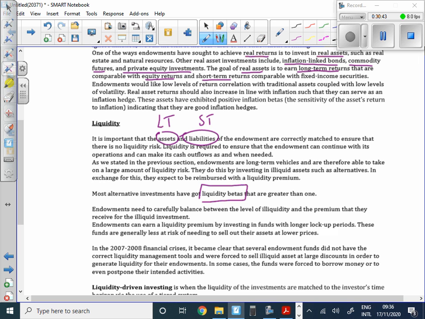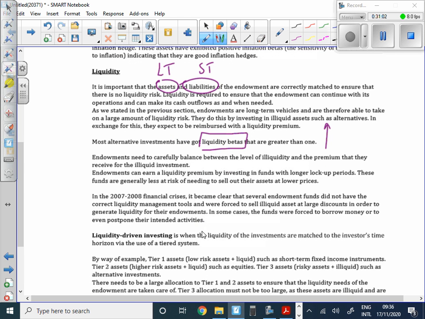And of course, guys, alternative investments which are not very liquid have liquidity betas much greater than 1. Of course they do, because they are not very liquid. A very, very liquid asset would have a very low level of liquidity beta. Okay, good. Something interesting, guys.